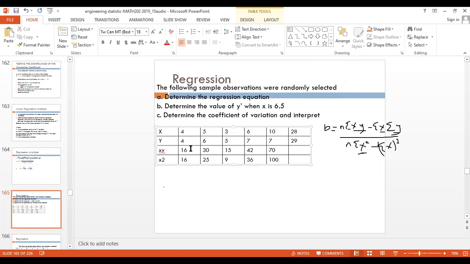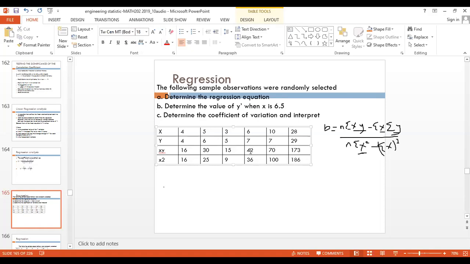Then we come here, we do the same here. So we have 16 plus 30, that's 46, plus 15, that gives us 61, plus 42 should give us 103, plus 70 will give us 173. And then next we have summation x squared. So 16 plus 25 will give us 41, plus 9 should give us 50, plus 36 should give us 86, plus 100 will give us 186.